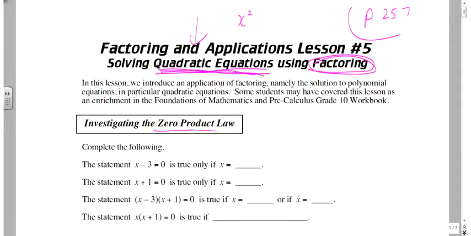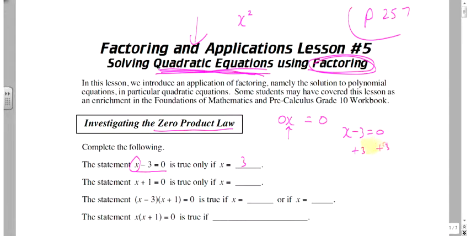Investigating the zero product law. Okay, what is anything times zero? It's zero. I don't care what x is. This statement is true if x is what? What does this have to be for this to work? 3. If you see it, great. If you don't, then we need to solve this thing.